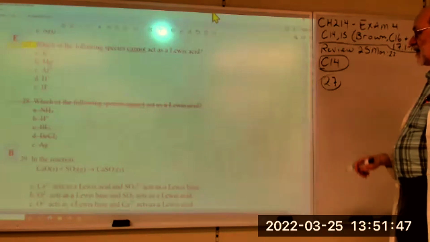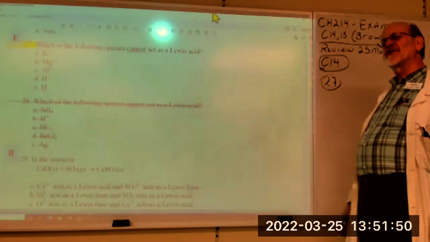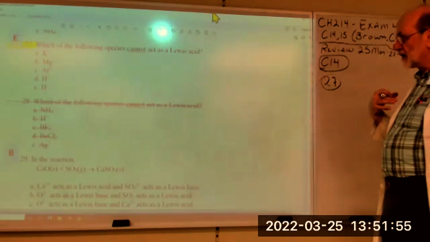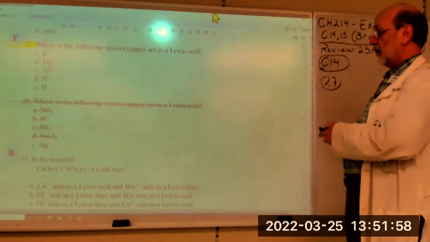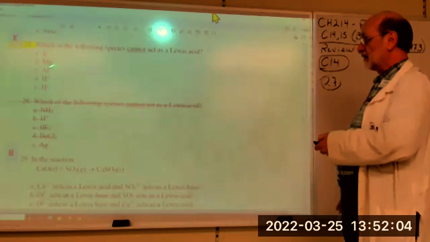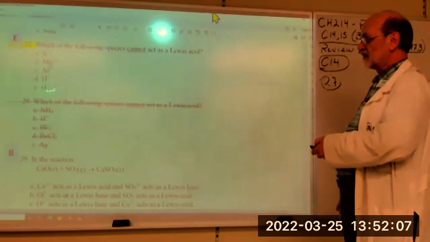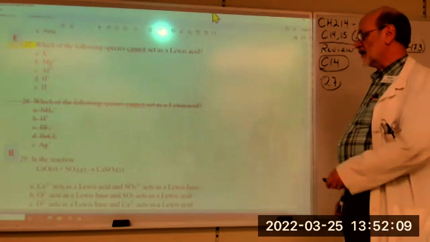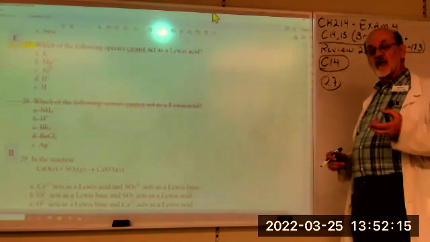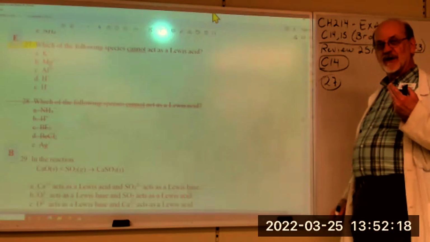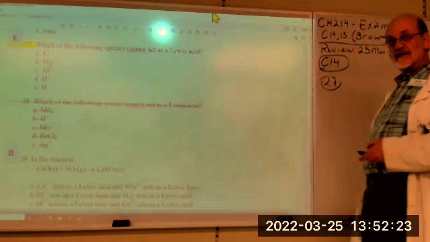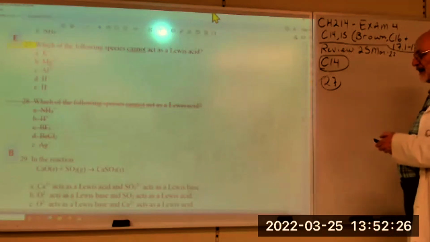Which of the following species cannot act as a Lewis acid? Okay, let's see. Lewis acid would be electron pair acceptor. So which one can accept electron pairs? Well, those positive ions, I bet they could accept electron pairs. That one accept one, that one accept one. H minus, I mean, it's hard enough to get an extra electron on hydrogen because it's got an s orbital that's got room for 2 electrons, but you try to push more electrons onto it, it just won't work. So easy answer to that one. It's not a Lewis acid by any stretch of the imagination.